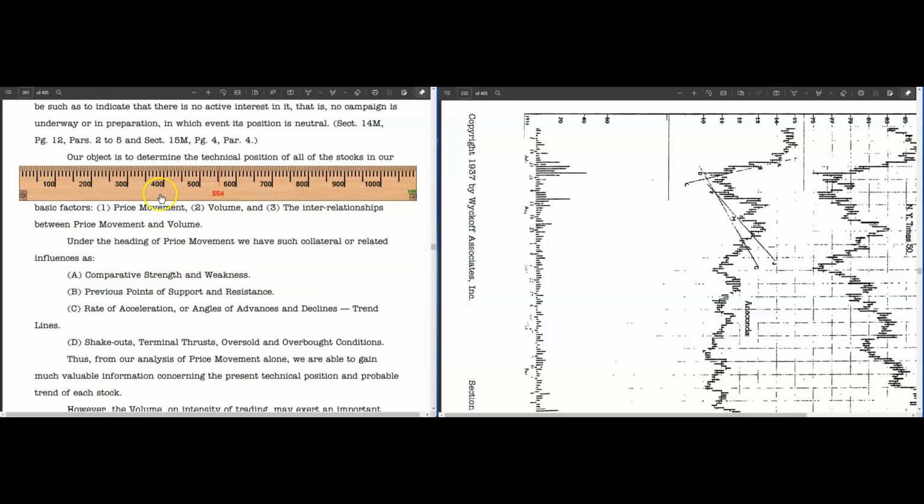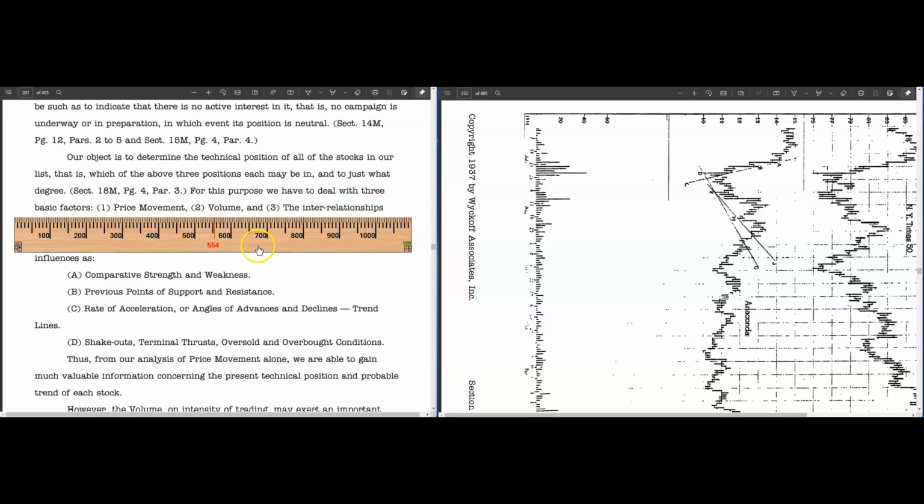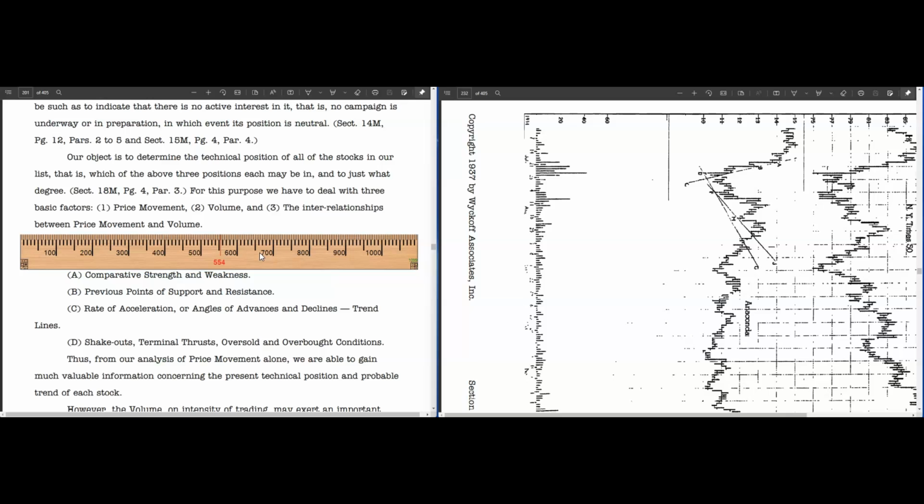Our objective is to determine the technical position of all our markets in our list, which of the above three positions they may be in, and to what degree. For this purpose, we have to deal with three basic factors: price, volume, and that's it. Price and volume. So at this point, we're going to be creating a position sheet. For you, whoever's listening out there, you may trade Forex, you'll have Forex. You trade futures, you'll have futures. You trade stocks in a position sheet. Or crypto, make a list of crypto markets.